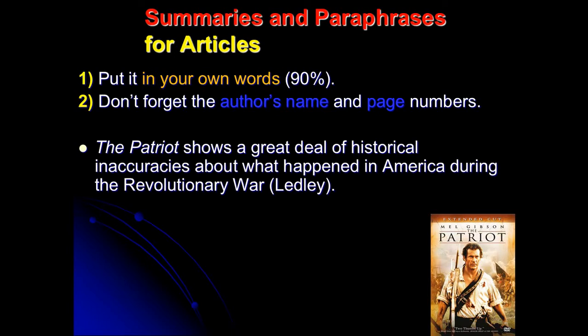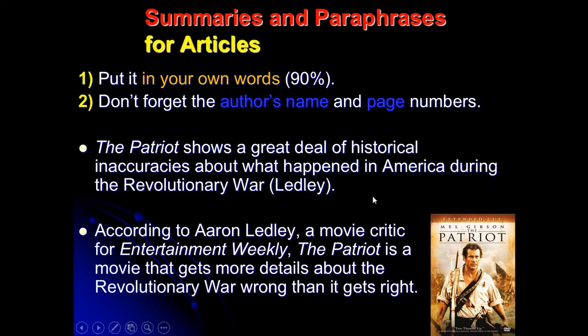So here's an example. The Patriot shows a great deal of historical inaccuracies about what happened in America during the Revolutionary War. Simple enough. That's just summarizing an article, but again, because this didn't come from your own brain, you didn't write that article, you still have to give credit to the source that gave you that information. And so we've got our author's last name here. You can also do it this way.